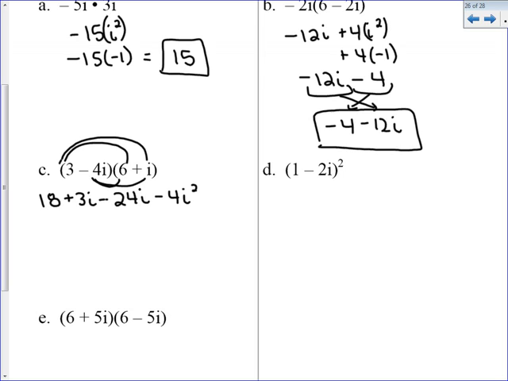The first thing I would personally do is take all your i squareds and replace them. So this last term has an i squared, and what can I replace i squared with? Negative 1. So it's negative 4 times negative 1. So the last term is actually positive 4. Whenever you have an i squared, it just changes the sign and loses the i squared. So we have 18 plus 3i minus 24i plus 4.